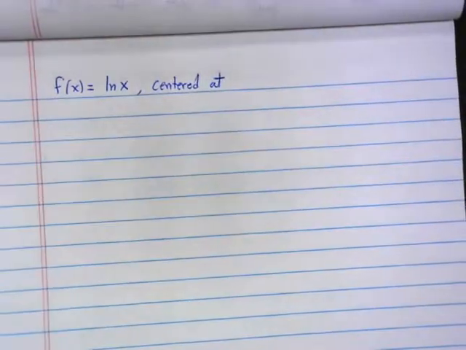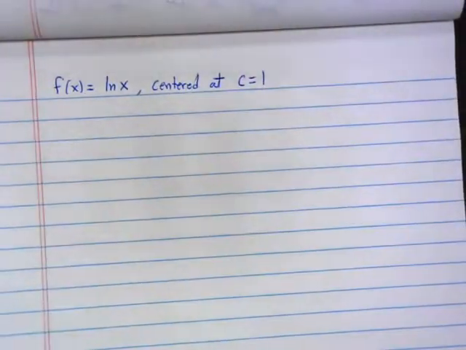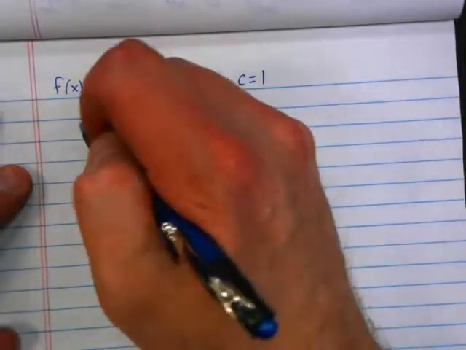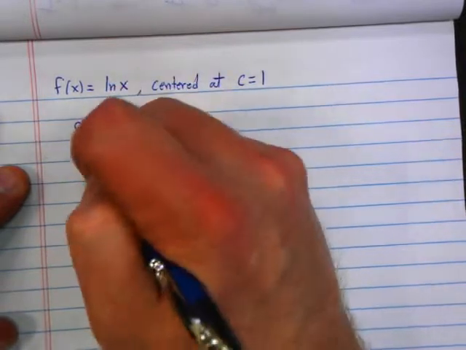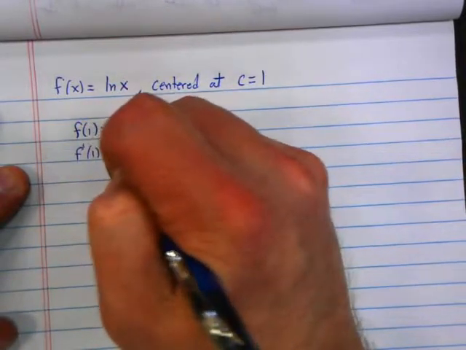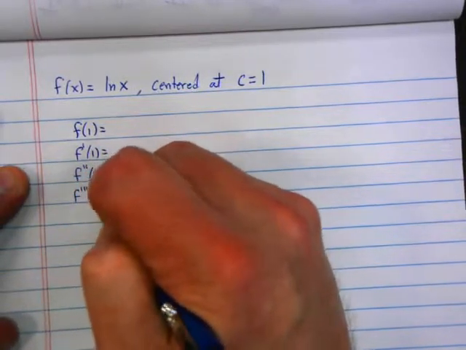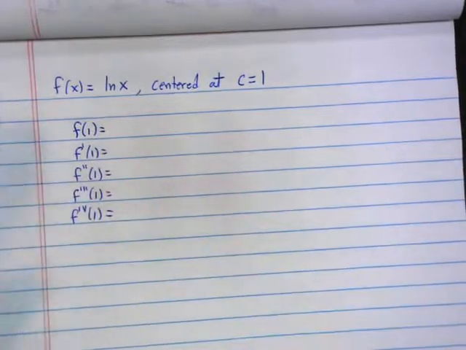Where do you want to center it? At x equals 1. At c equals 1. We can't center that one at 0, can we? Unfortunately. Okay, so what we need is a table. We need f at 1, f prime at 1, f double prime at 1, f triple prime at 1, and maybe we'll have to go all the way to the 4th derivative.